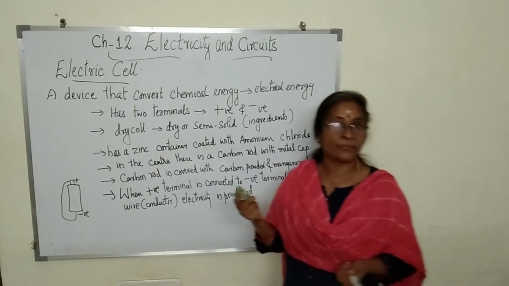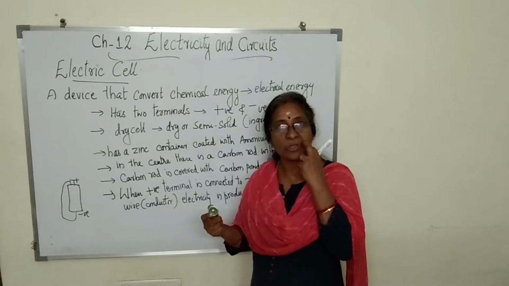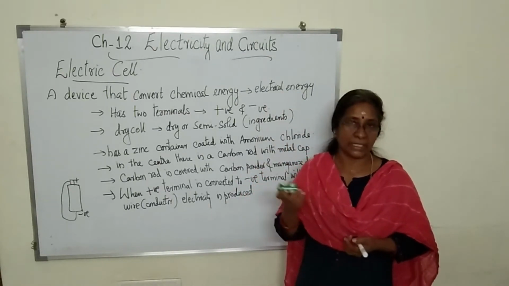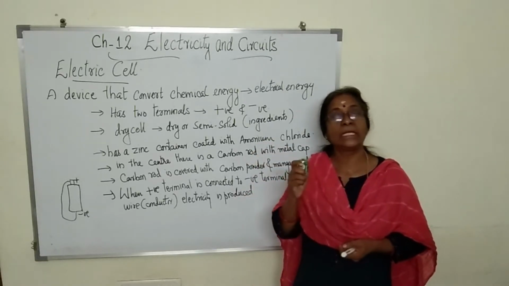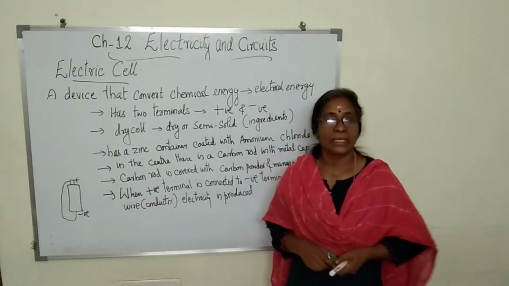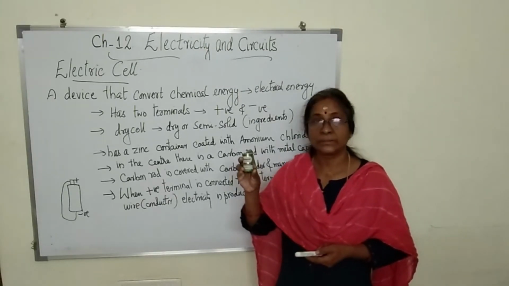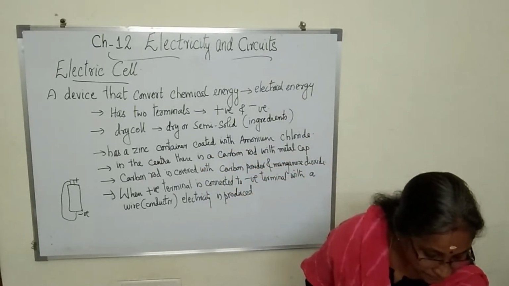Now sometimes some of the equipment or appliances at your home may need more than one cell arranged in a series. So when you arrange two or more cells, it is called a battery. Now you might have seen different sized cells. This is one type of cell. Another type of cell is this.